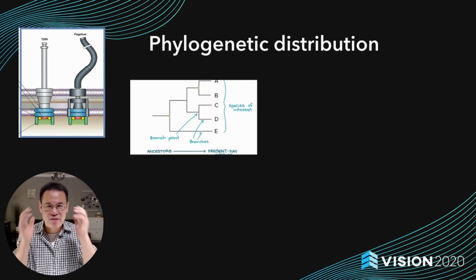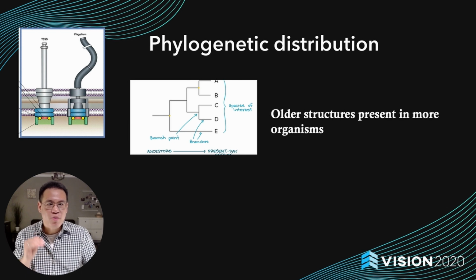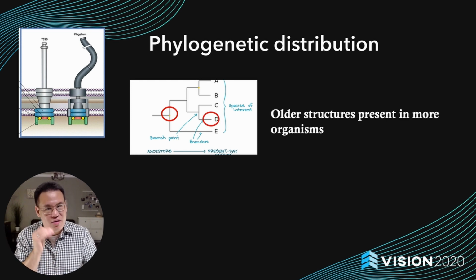The second line of evidence is called phylogenetic distribution. Here's a typical phylogenetic tree, and it shows us how species develop. And what you'll imagine is this, that older structures will be present in more organisms because they arose earlier in the past, whereas those things that arise later are only found in a small subset, right?